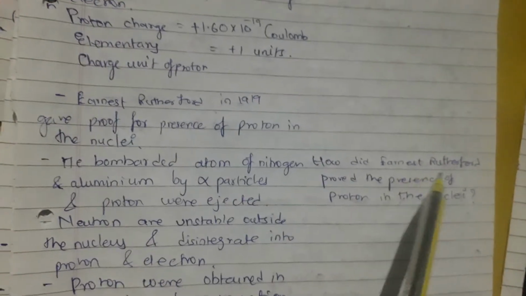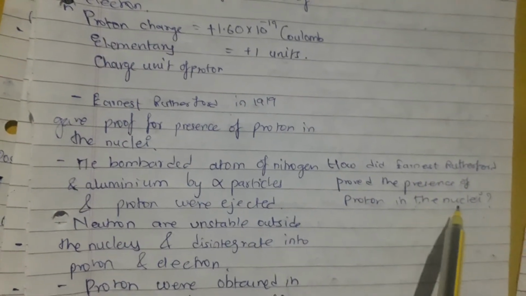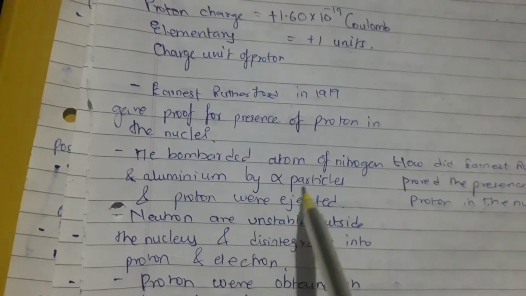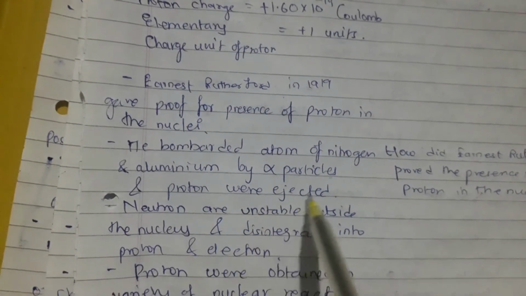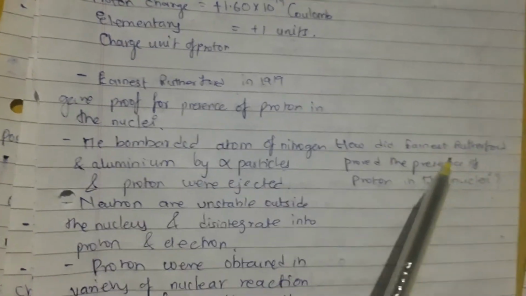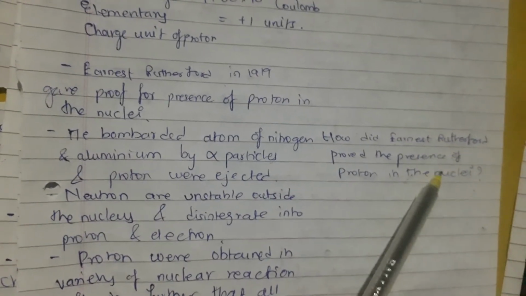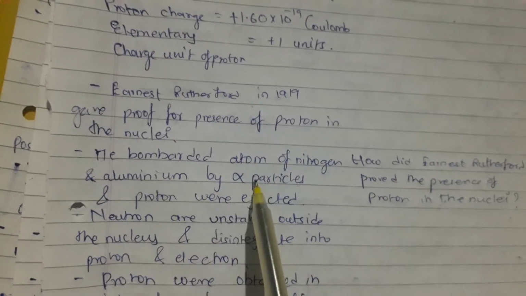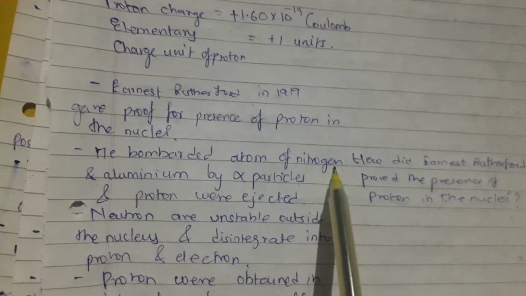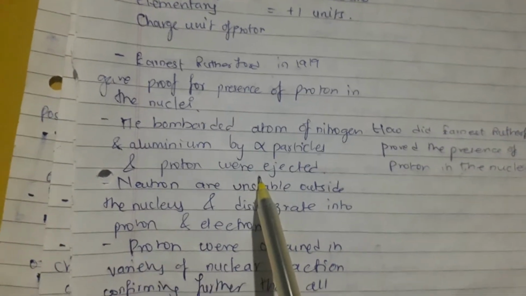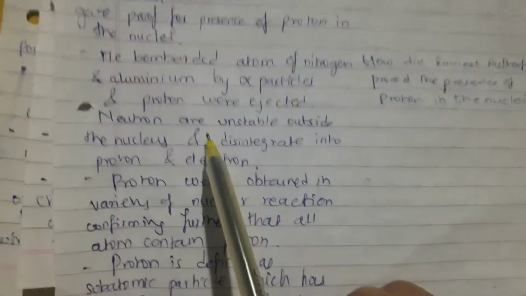How did Ernest Rutherford prove the presence of proton in the nucleus? He bombarded atoms of nitrogen and aluminum with alpha particles and protons were ejected. Means, to prove the existence of proton, Ernest Rutherford bombarded alpha particles onto nitrogen and aluminum atoms, and protons were ejected.